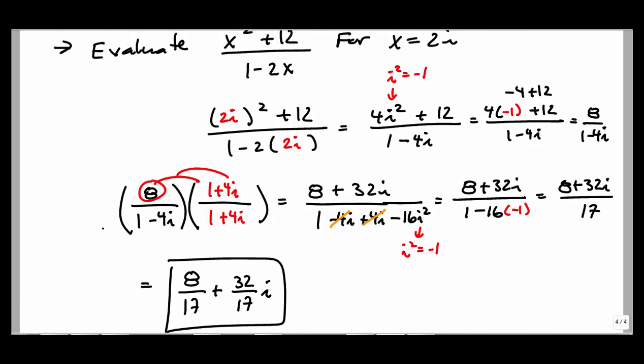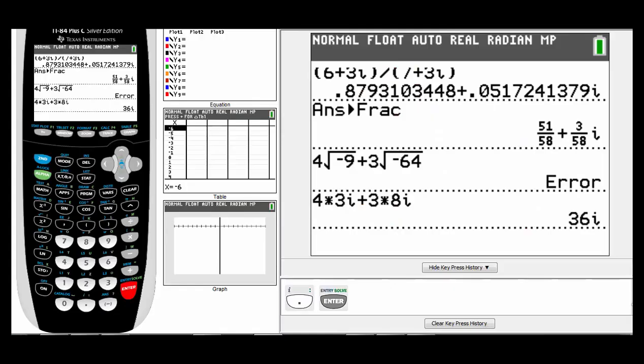Now, if you were to put this into your calculator, you wouldn't put it in up here at this point. You would put it in down here at this point. So this is where you would start with your calculator entry. So let's see if we can remember this one. 2i quantity squared plus 12. So let's come over here. I need to open up my parentheses and an extra set for the 2i.